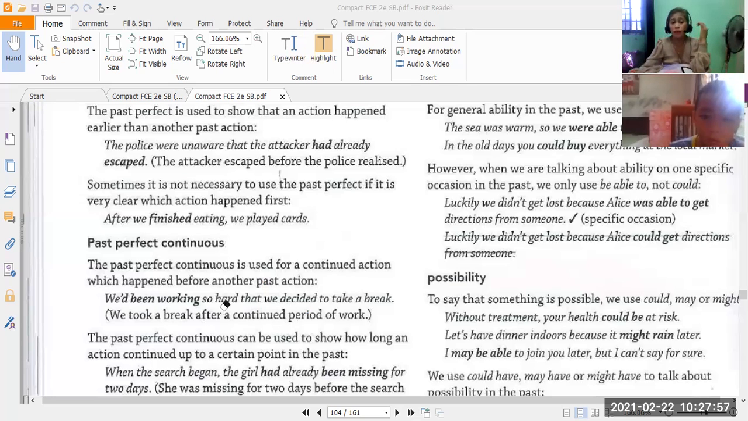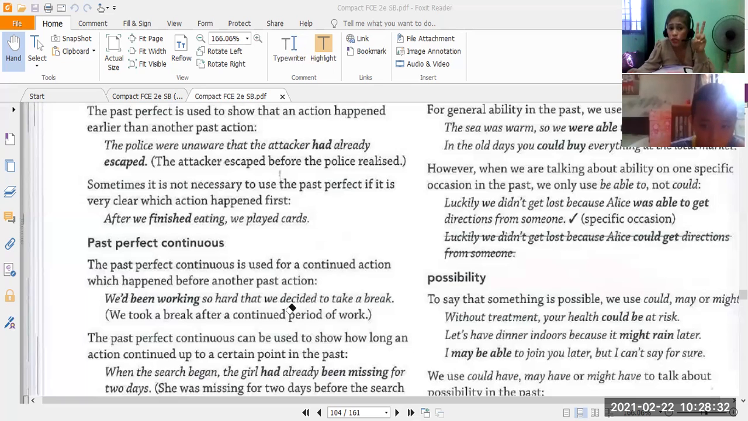Now, the explanation here, Keo, is we took a break after a continued period of work. So it means two actions. We took a break after a continued period of work. We were working hard, so of course we have to take a break. First here, we've been working. This is the past continuous, been working. The second action is we decided. This is the past perfect. Can you see that?